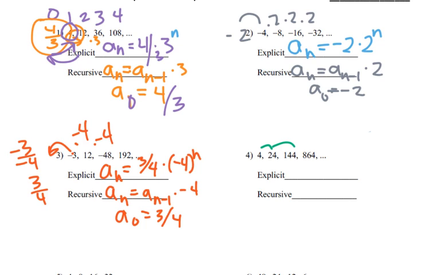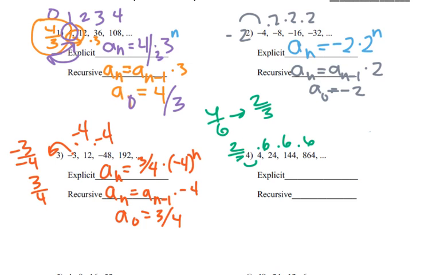All right, number 4, 4 to 24 to 144. Now, this one may be more difficult for you to do. So if you're not sure, you can take this last number, divide it by 144, or 144 divided by 24. And that should give you the number that you're multiplying by. And if you do that, in this case, you'll find that you're multiplying by 6 each time.